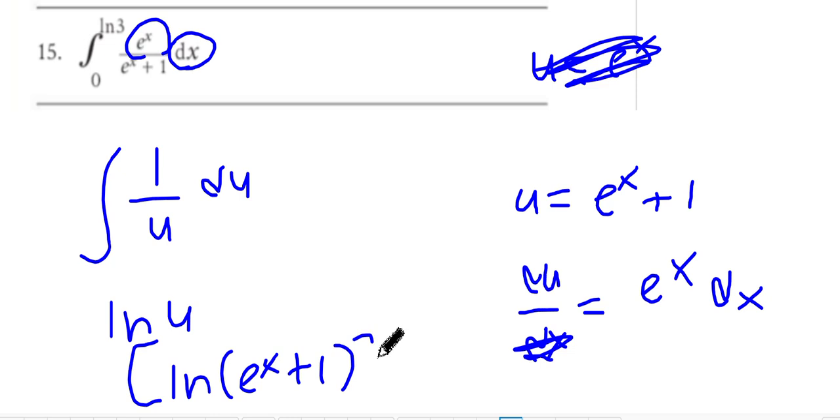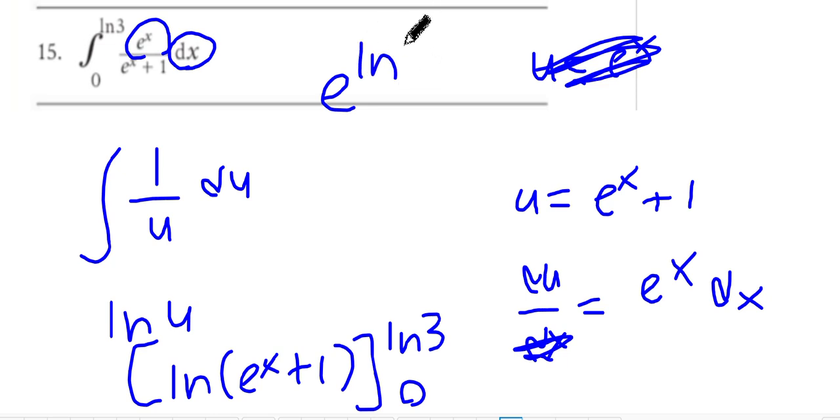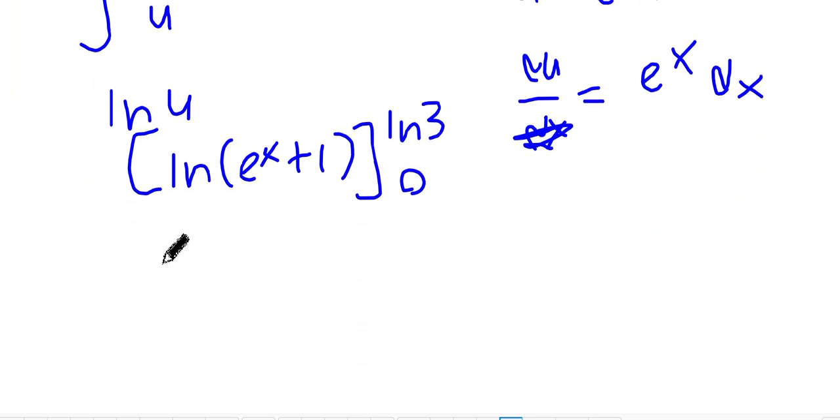Put in your limits, which are ln 3 and 0. Does anybody know what e to the power of ln does? It's just basically an undo button. So e^(ln 3) is actually just 3. You can try it on your calculator if you forget. They basically undo each other. So it's going to be ln, and this is going to be e^(ln 3), which is just 3.